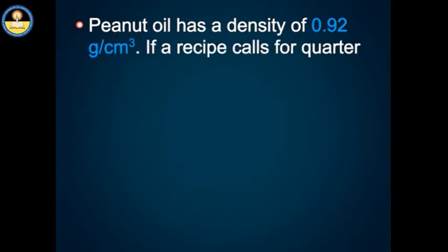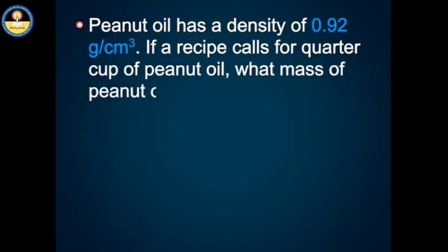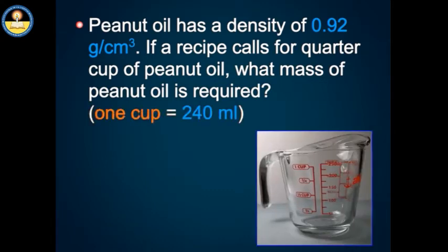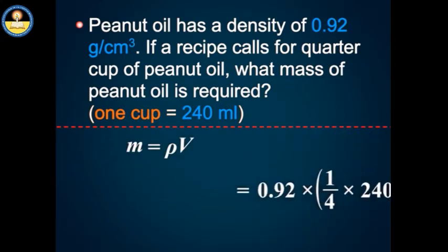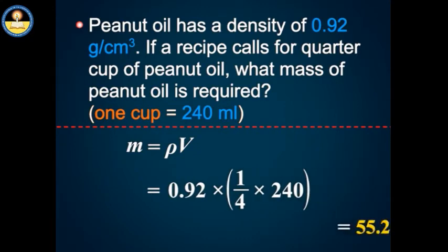If a recipe calls for quarter cup of peanut oil, what mass of peanut oil is required? Take 1 cup equal to 240 ml, since the mass is the product of density and unit volume. Thereby, mass of peanut oil in quarter cup is 55.2 gram.